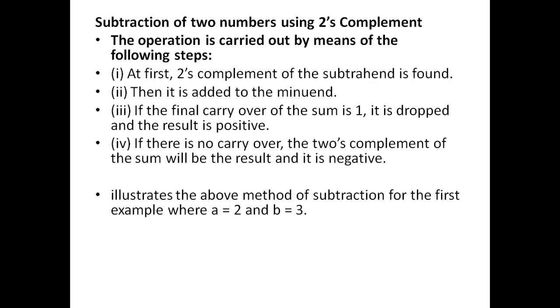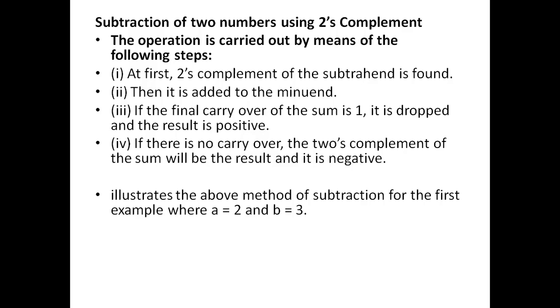So the subtrahend value is converted into 2's complement, and then the 2's complement value is added with the minuend. There are two conditions. If a carry is generated, drop the carry, and it is a positive value. If the carry is not generated, the 2's complement of the sum will be the result. It is a negative value. So let us see one example.